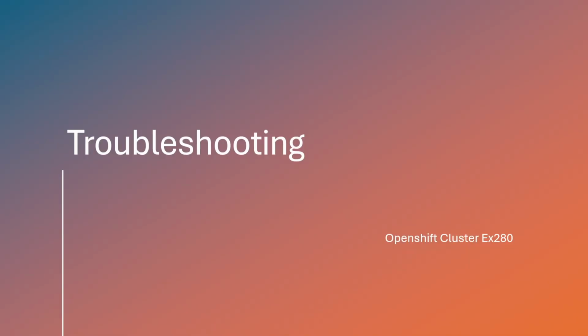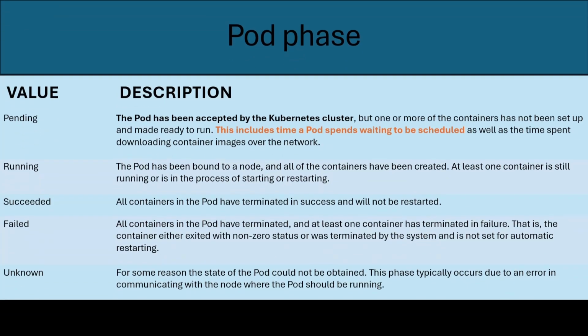In this video, we will learn how to troubleshoot pods that are in pending state or where the application is not running. So, pod phases. The first one is the pending state. The pod has been accepted by the Kubernetes cluster, but one or more of the containers has not been set up and made ready to run.